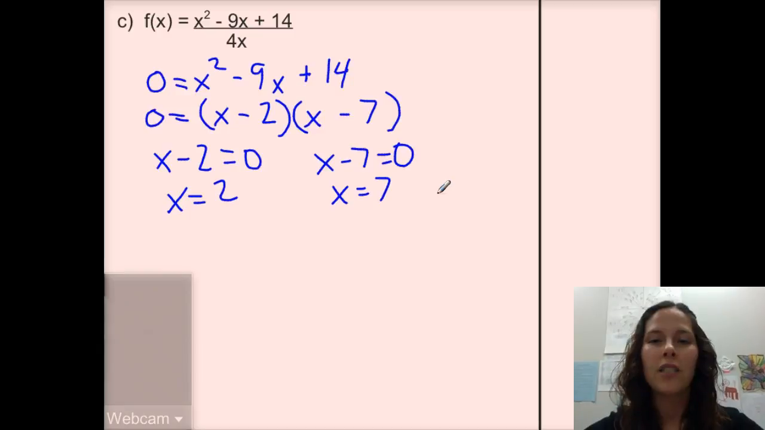So far we think 2 and 7 will work. When we double check our original equation, 0 is what would make the denominator equal to 0. So both of these roots will work. So we'll set up our ordered pairs of (2, 0) and (7, 0).